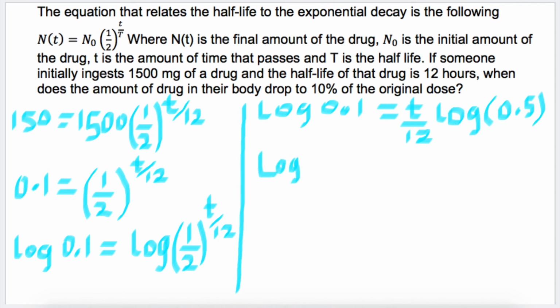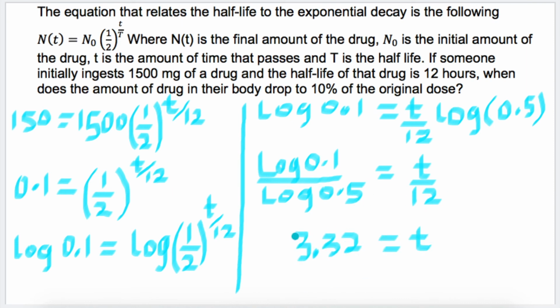So we're going to go ahead and divide both sides by log of 0.5 so that we're only left with t over 12. When you divide log of 0.1 and log of 0.5, your expression is going to be 3.32, which comes from dividing the two logs, and then we also need to multiply times 12. We're multiplying by 12 here because we have this 12 from the denominator we have to get rid of. So we have to multiply both sides by 12. When you multiply both sides by 12, your final answer is going to be 39.84 hours.